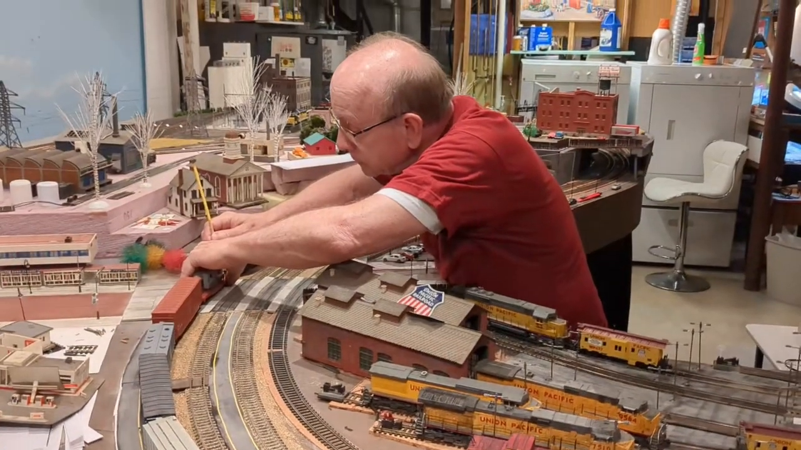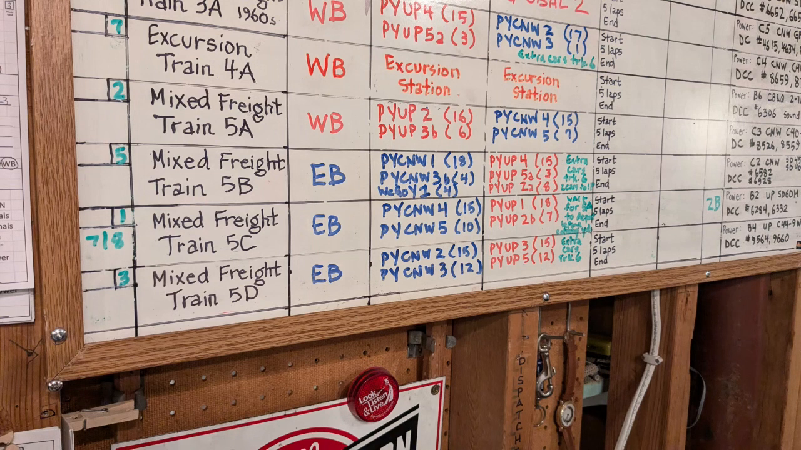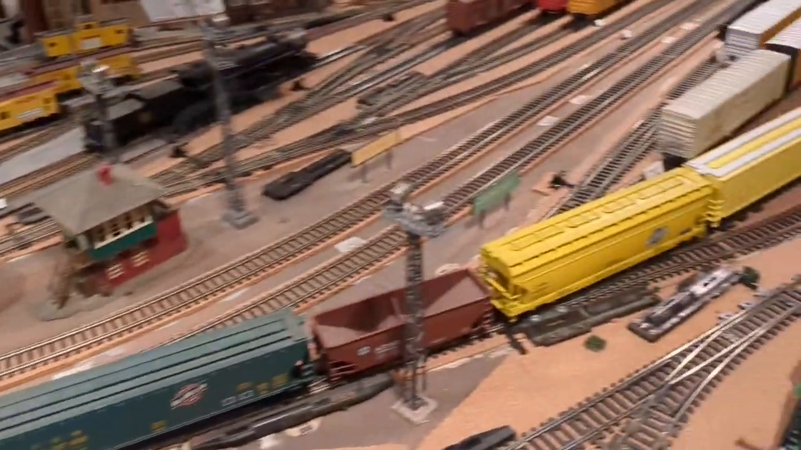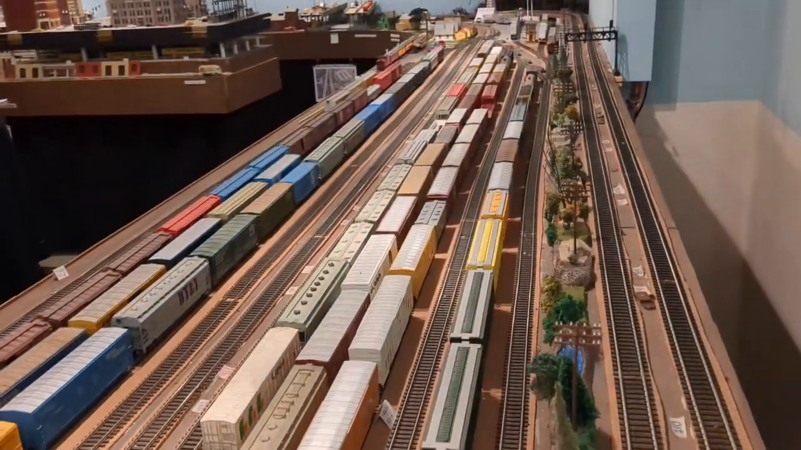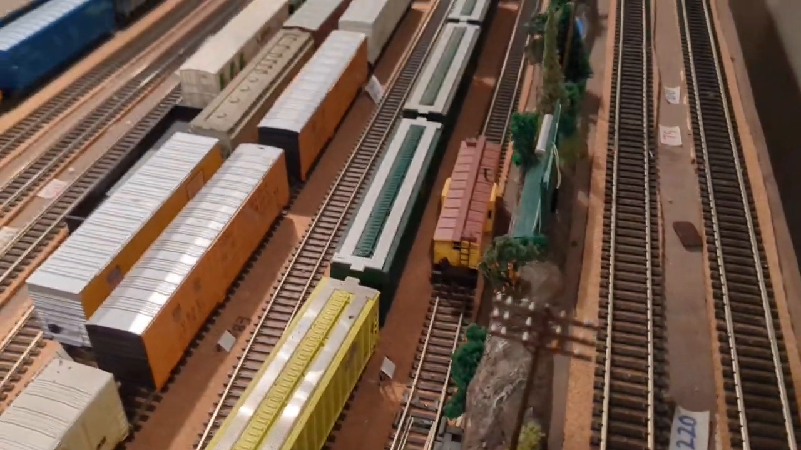Rob is getting ready to run the first priority train. Here's a picture of the train order board, 5C, and we're getting it ready out of the yard. He's got the long train here, I think 27 cars, and there's the caboose. It doesn't want to stay connected.